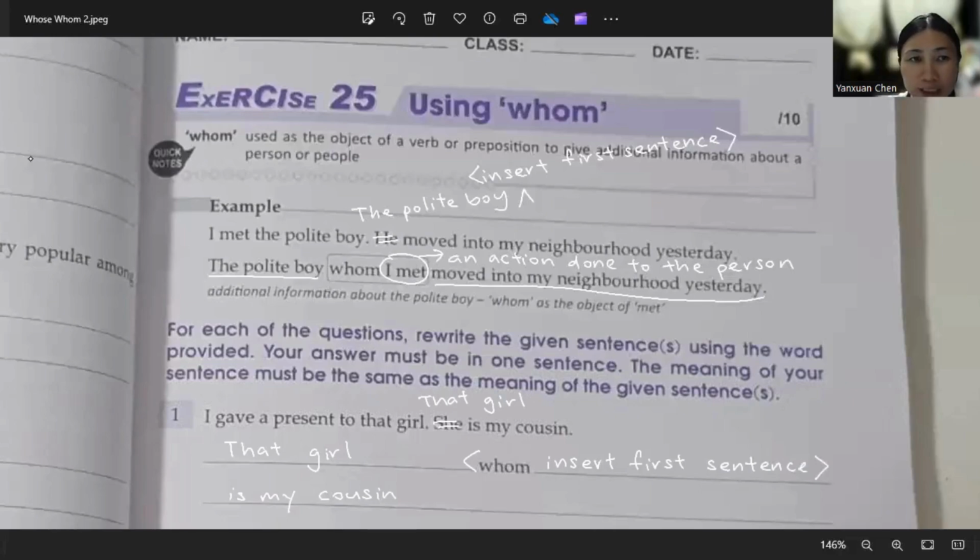Okay, so what should you insert here? So you see, I gave a present to that girl. So you should insert the first sentence. So you should insert an action done to the person. So what action is done to this girl? I gave a present to that girl. So the action is that I gave a present. So you should insert I gave a present here.